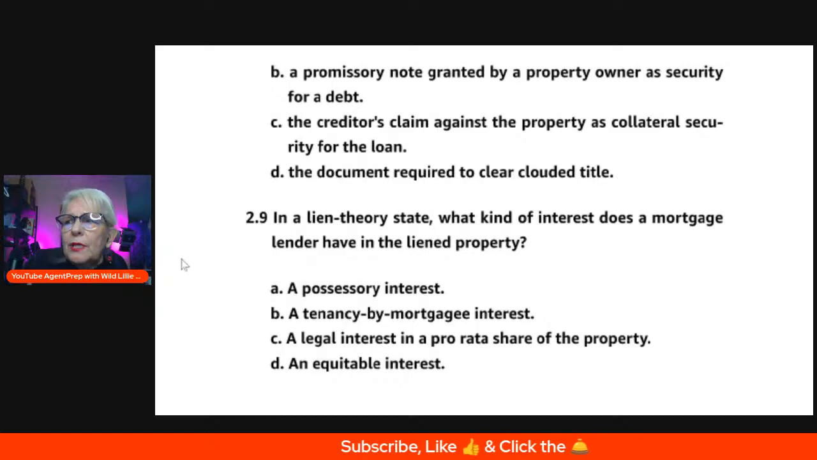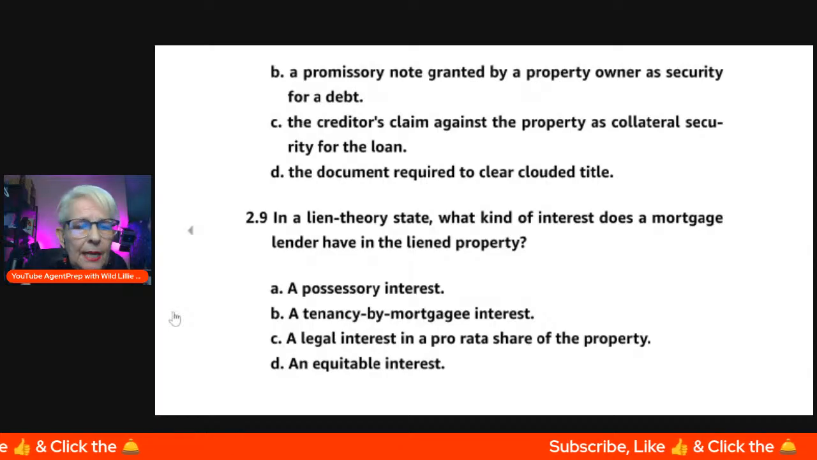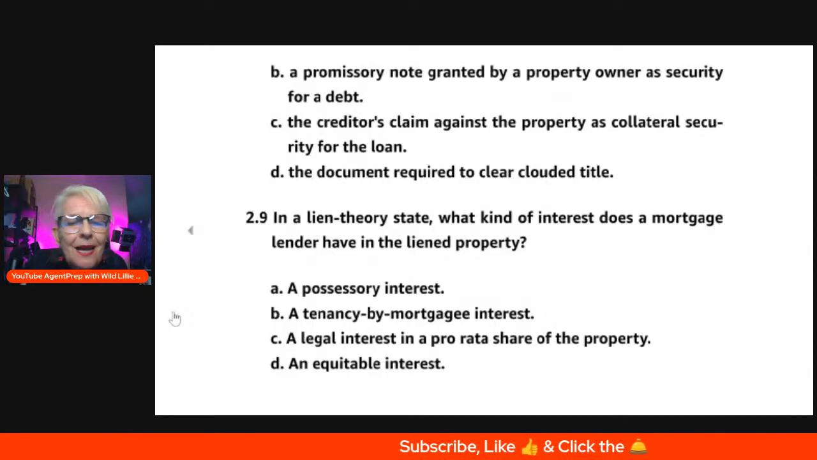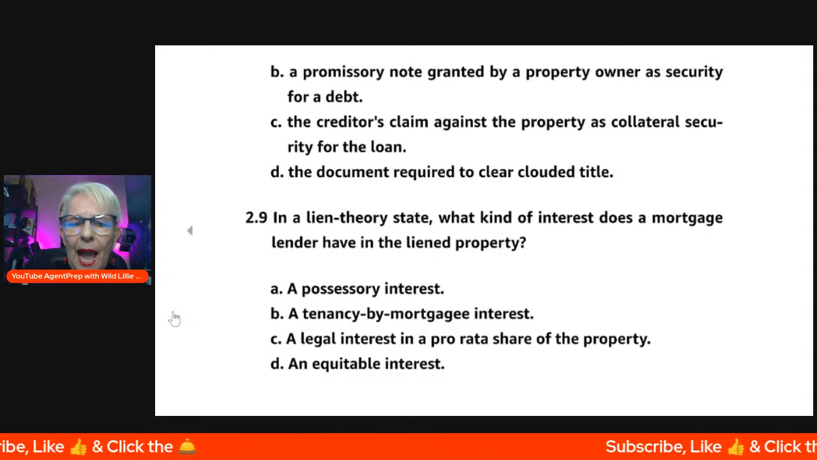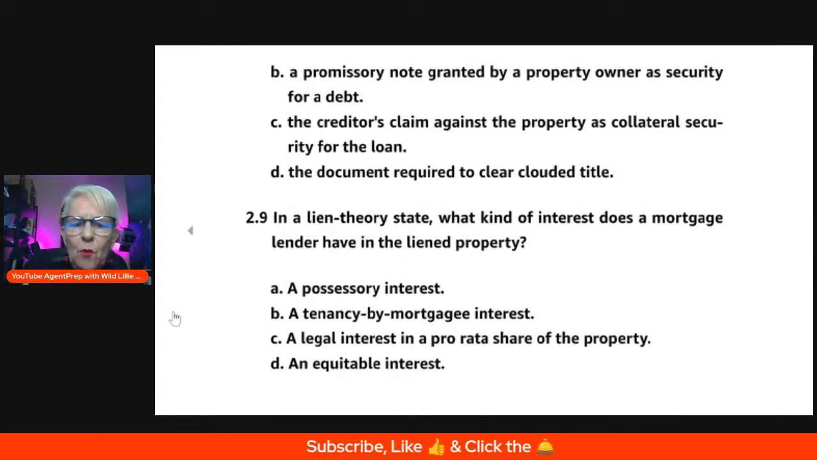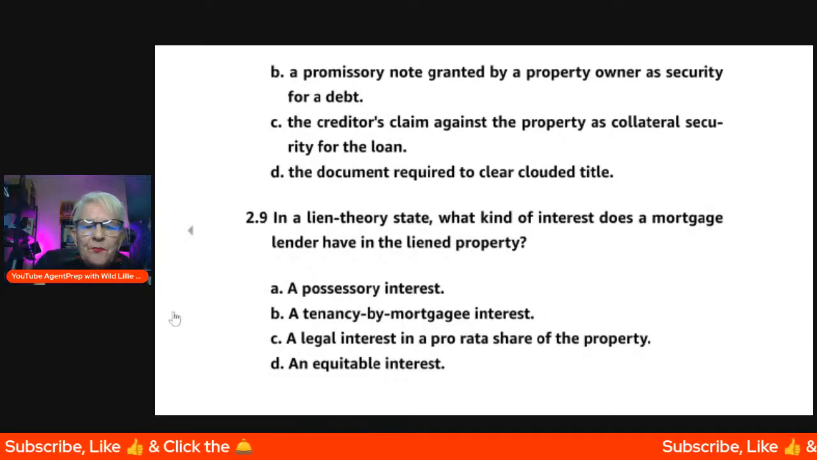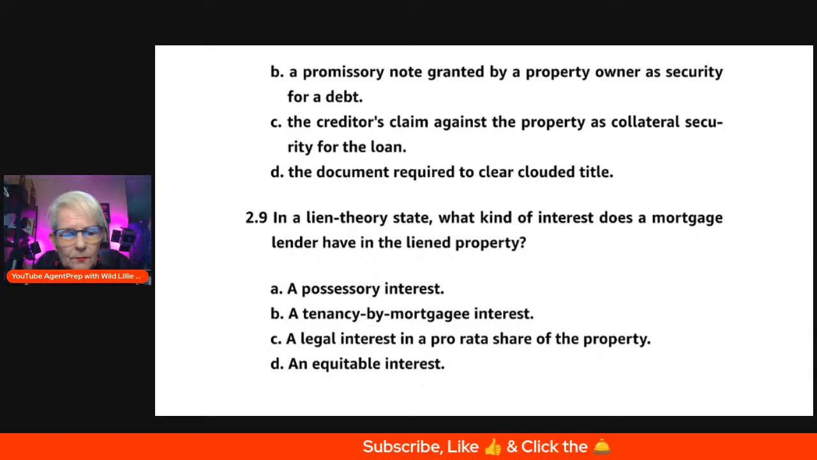In a lien theory state, what kind of interest does a mortgage lender have in the lien property? There are two different types of states, lien theory and title states. A, possessory interest. B, tenancy by mortgage interest. C, legal interest in a pro rata share of the property. Or D, an equitable interest. Type your answer in the chat.